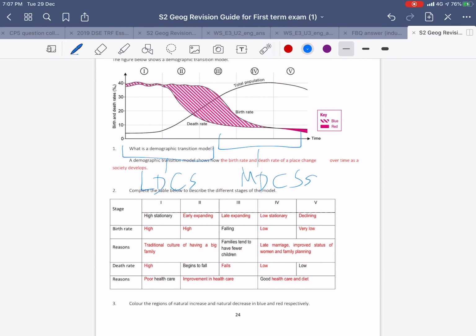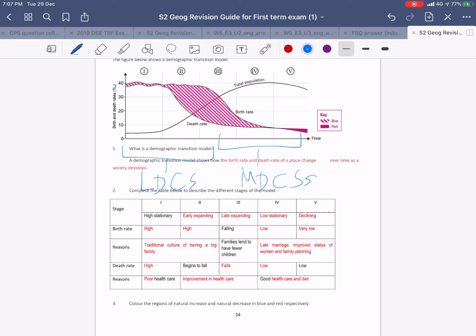Why? Because traditional belief wants more children, and also the medical service is not good. And then for stage 2, the death rate is decreasing because of the improvement of healthcare. And then for stage 3, the birth rate is also decreasing. Okay, why? Because families tend to have fewer children, just like nowadays in Hong Kong, and they want fewer children now. Okay, but your father may have had several brothers and sisters, or maybe your grandpa or grandma had several brothers and sisters. But your father or yourself is not going to have that many siblings. Okay, so these are the differences between LDCs and MDCs.